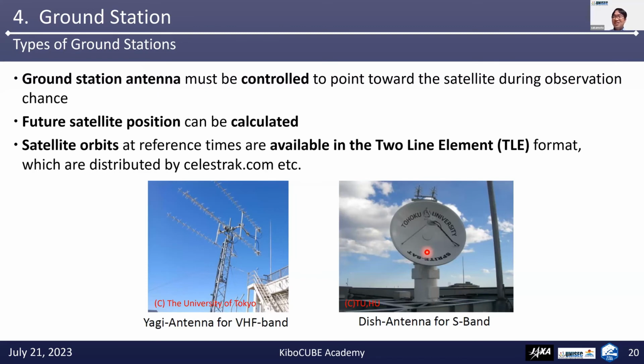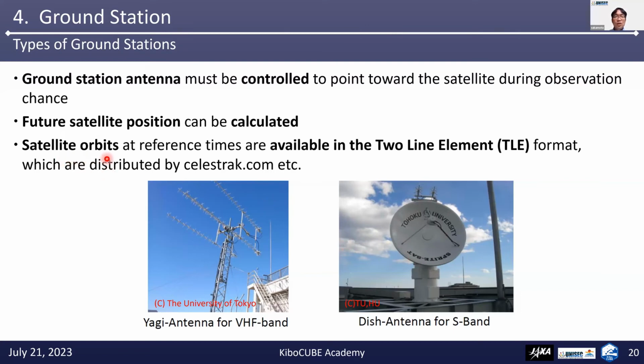Yes, it's a very similar picture to the last presentation. The ground station antenna must be controlled to point towards the satellite during the observation chance, both for the Yagi antenna type and this dish antenna type. This Yagi antenna has a bit wider beamwidth, I think more than 10 degrees, but this dish type, I think, is 3 or 4 degrees for the S-band, and for X-band, it is less than 1 degree. So precise control is necessary for the dish antenna.